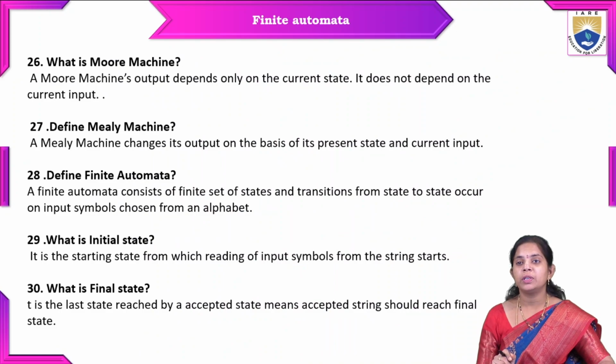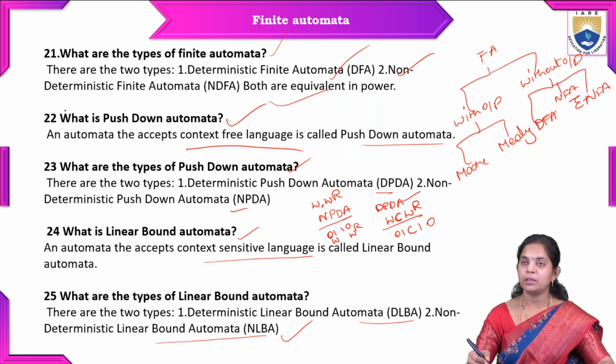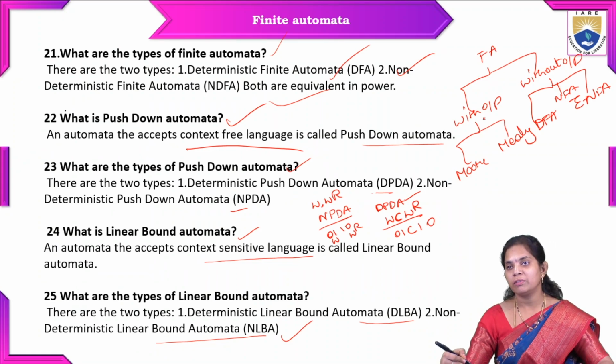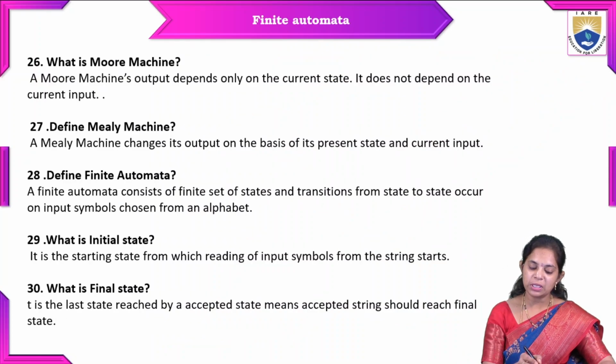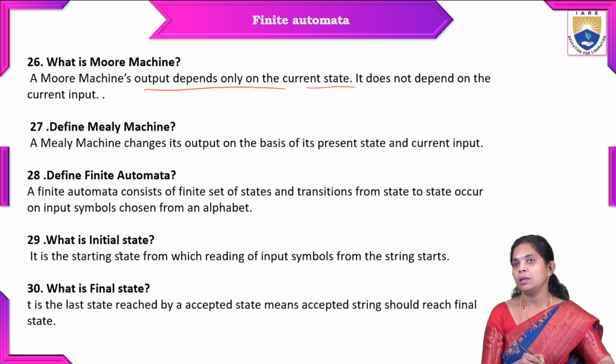And what is meant by Moore and Mealy machine? Previously we discussed finite automata, with output and without output. In the one with output, we have the Moore and Mealy machine. The Moore machine's output depends only on the current state. Here, let me draw the Moore machine and Mealy machine, then we will discuss.